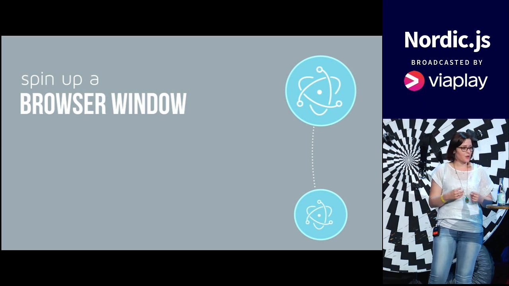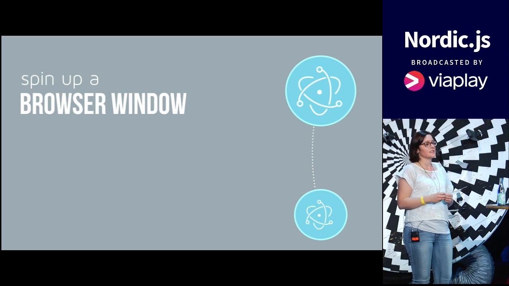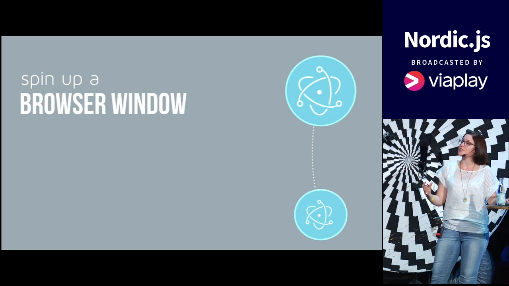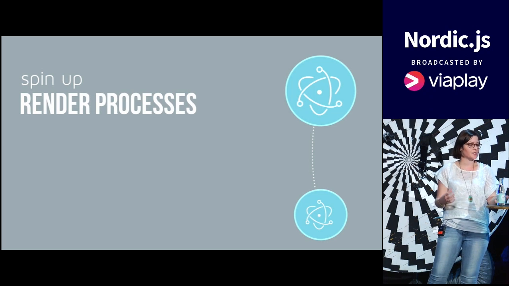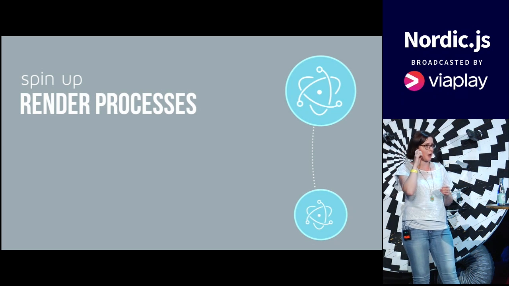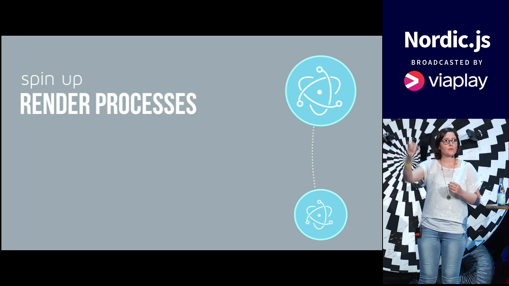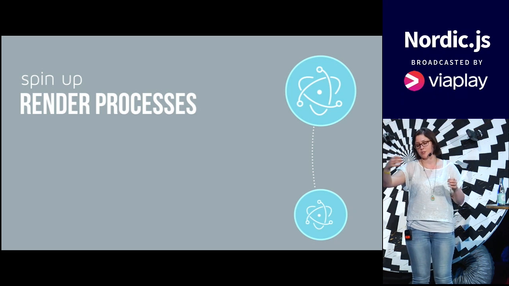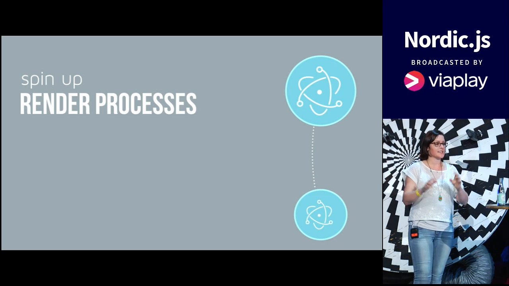So inside the main process, Electron has given you access to a module called browser window. And so we're going to use this to kick off a new kind of process, that render process that I was talking about. So the render process is able to take some HTML, which will then link off to all of your CSS and your JavaScript, and it's actually going to render that to the window.